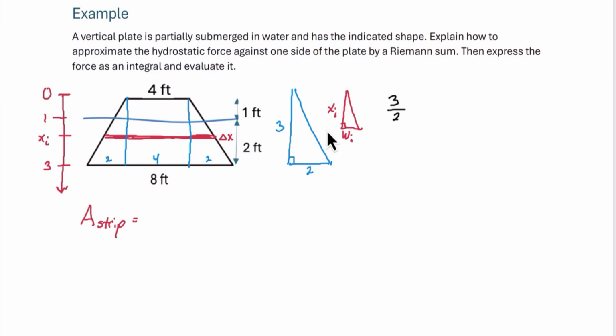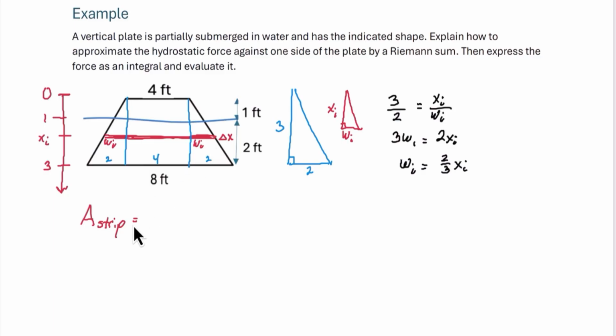3 is to 2. The height is to base as x sub i is to w sub i. And we're trying to find w. So we'll cross multiply: 3 w sub i equals 2 x sub i. And then solving for w sub i, it is 2/3 x sub i. So notice we just found w sub i. It is the base of the red rectangle. So this piece here, w sub i.